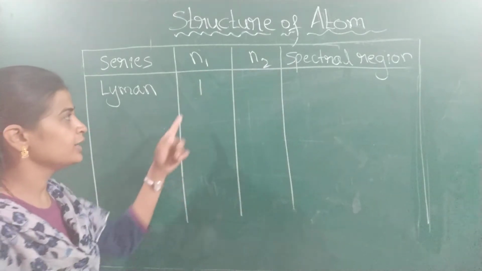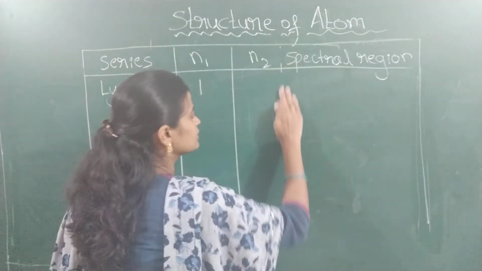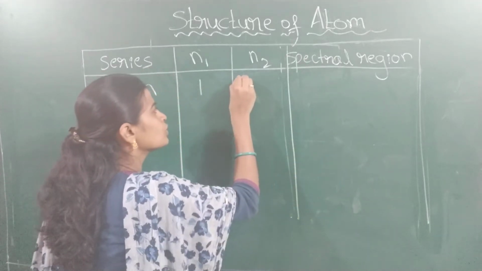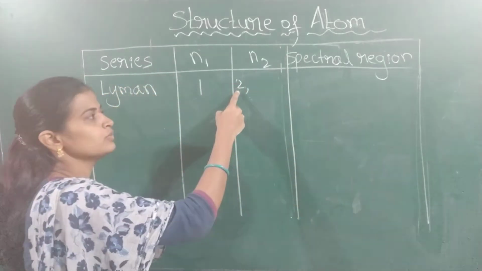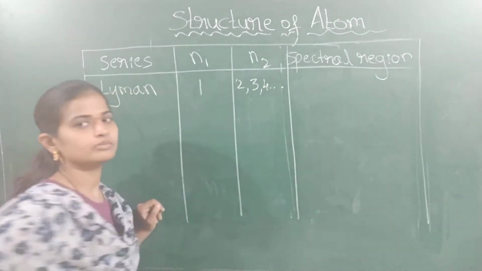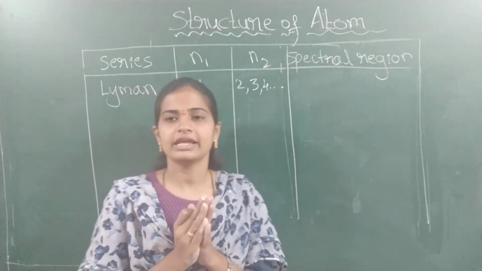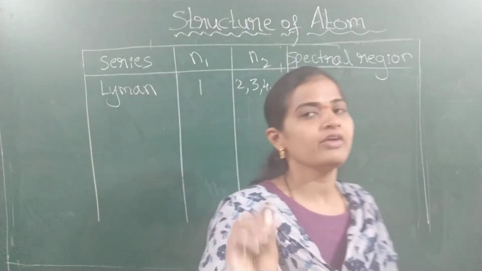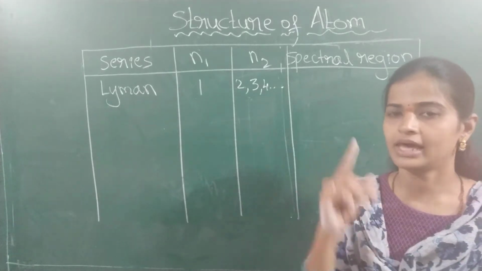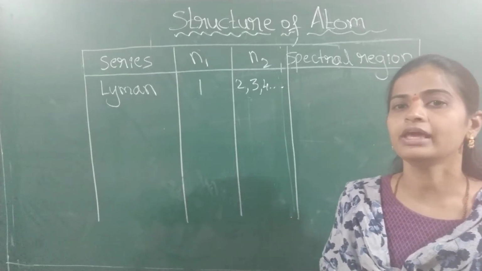Then how do we write the n2 value? Next to 1 comes 2. So the n2 value is 2, then 3, then 4, and so on. I'll give an example: calculate the wave number for the second line of the Lyman series. I'll give the formula later.